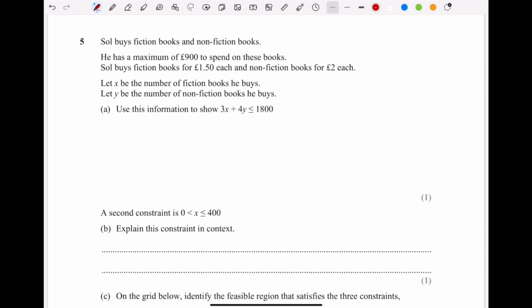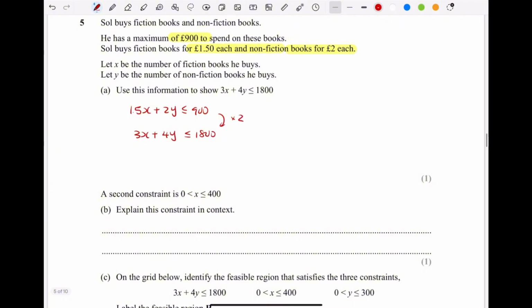Start from what we have. We know that fiction books cost £1.50, and then he buys x books. Non-fiction books cost £2 each, and he buys y books. In total, he has £900 to spend. Therefore, 1.5x plus 2y needs to be smaller than or equal to 900. By multiplying both sides by 2, we will have what's in the equation, 3x plus 4y smaller than or equal to 1,800. The second constraint is x is between 0 and 400.